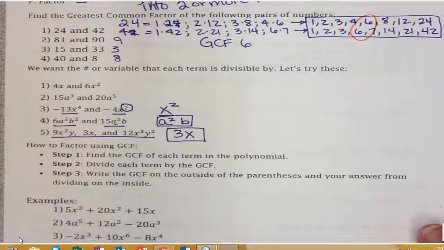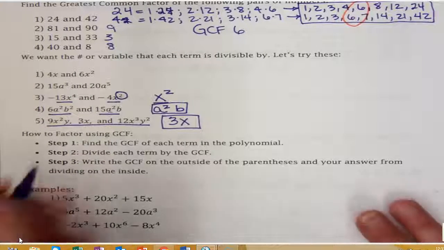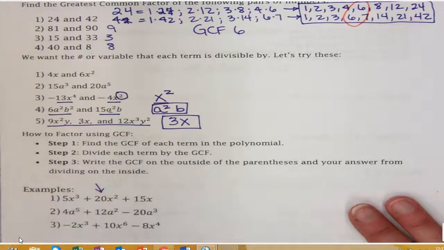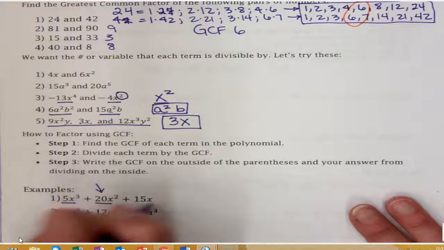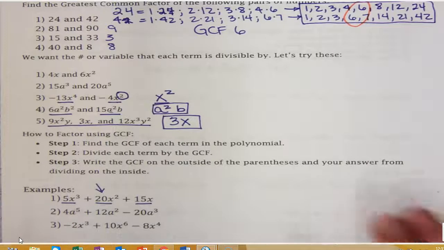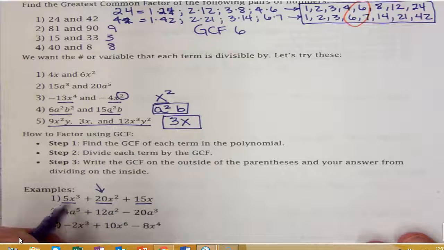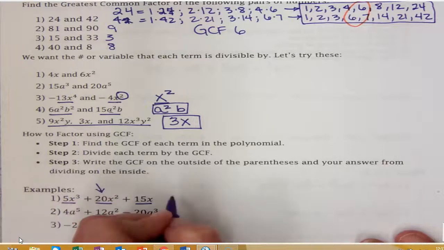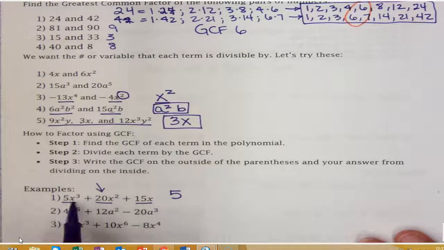Okay, so if I've been given a trinomial and it says find the greatest common factor, all I'm going to do is look for the common number or common variable among all 3. 5 divides into 5, 5 divides into 20, 5 divides into 15 evenly. So I can take out 5. X, x, x. So I know I can take out at least one x.